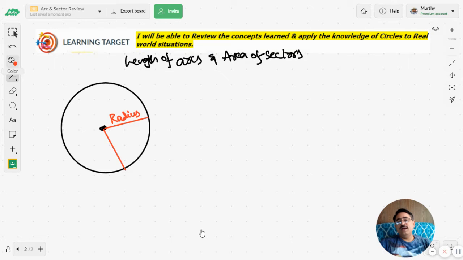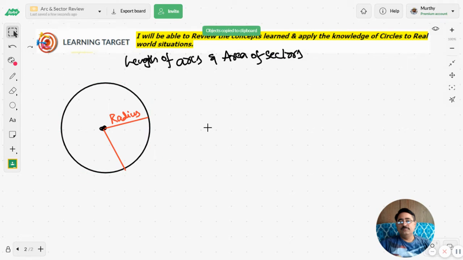Now you see that the total length of the boundary line is known as circumference. But if I'm taking a portion of the boundary line, please notice that I'm not taking the whole thing, just a portion of that. We call this one an arc.